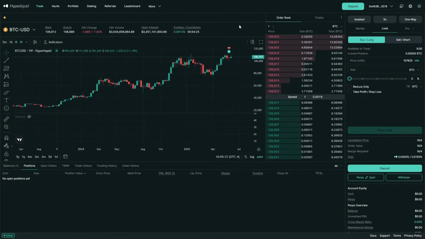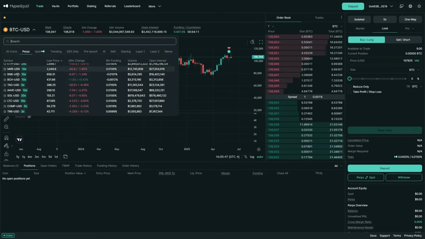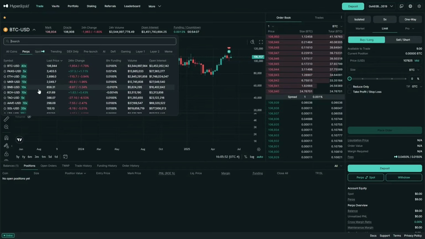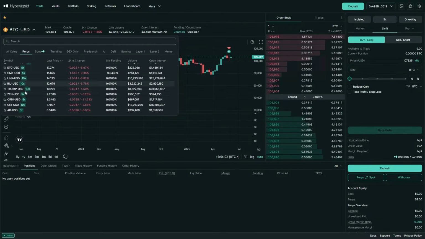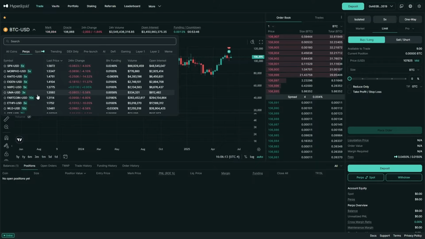Now that we understand how the fees work on Hyperliquid, the next thing to do is get familiar with the interface. First, let's check out the bar on the top left, right here. If we click here, we can see all the different cryptos that you can trade via perps. There are over 170 different cryptos that you can trade on Hyperliquid. Anything from BTC at 40x to something like Trump coin at 10x or Ordinals at 5x. There are so many different options that you could choose from on Hyperliquid.